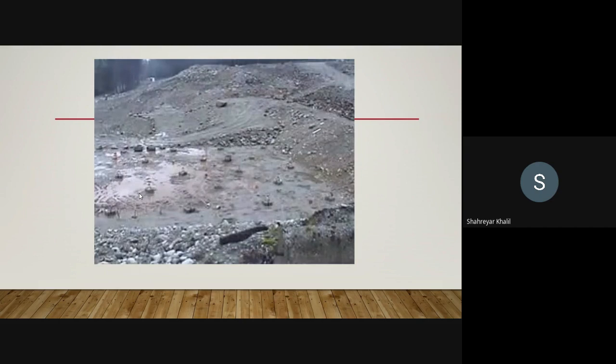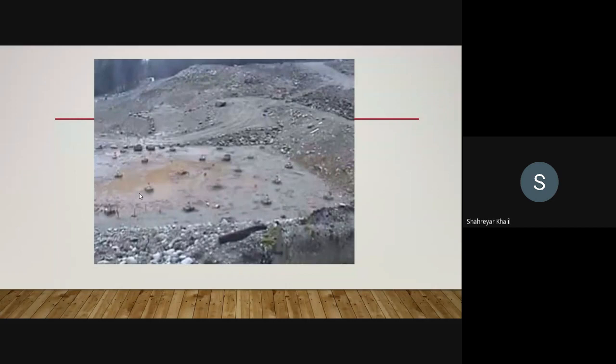Here you can see in this video, first there is a blast and then you can see the expulsion of the pore water pressure.